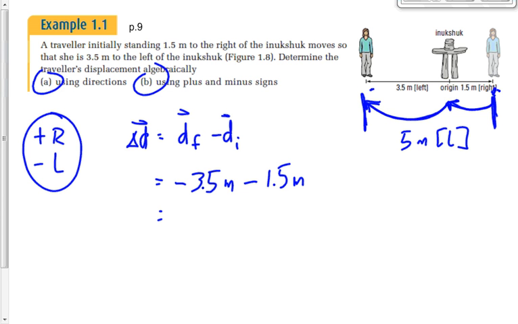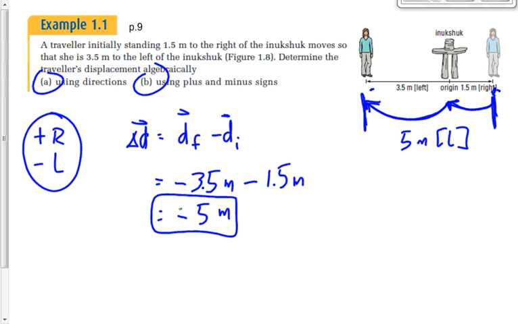Oh, come on. Take your calculators out if you can't subtract or add those. What is it? I thought you were ready to say. Yeah, it's negative 5. My displacement is negative 5 meters.